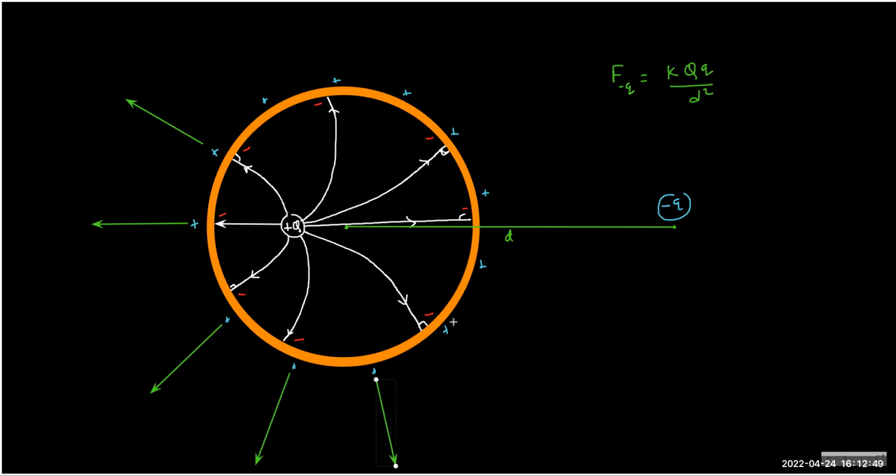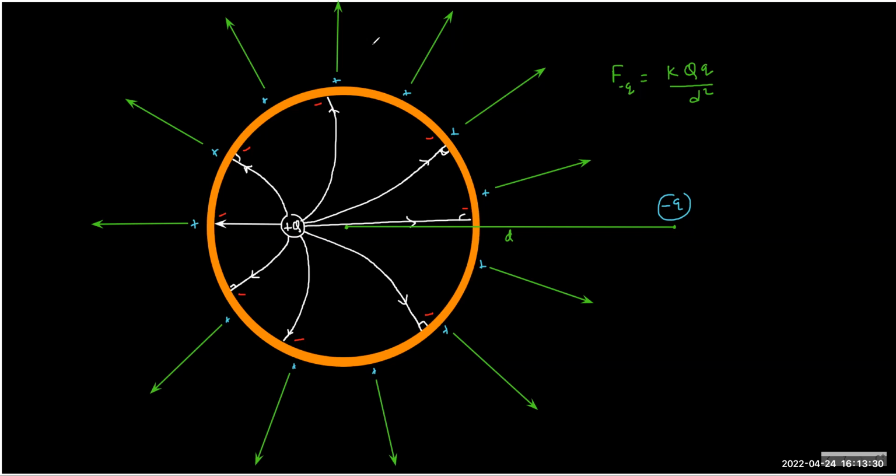Clear or confusion? Sir, now I'm clear, sir. Great. So they will always ask you questions on the field lines, or you need to identify which one is correct. So you have to keep all these ideas in mind, so that you can answer the conceptual question. And the most important thing is the electric field lines represent the net field.